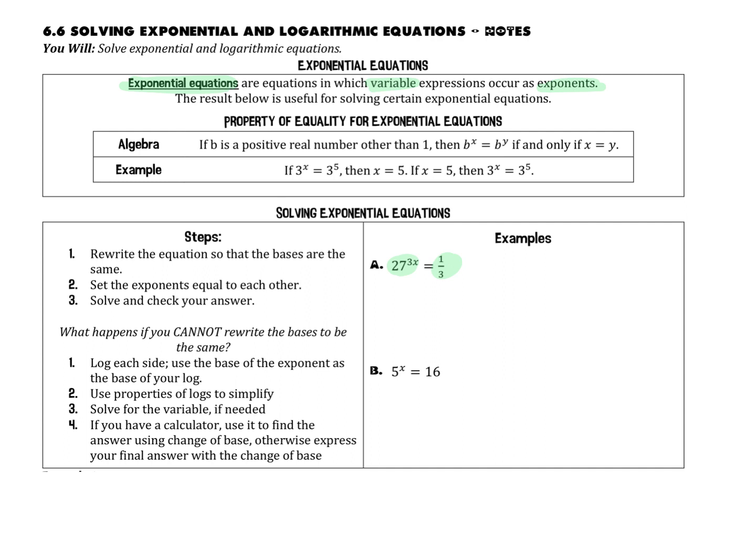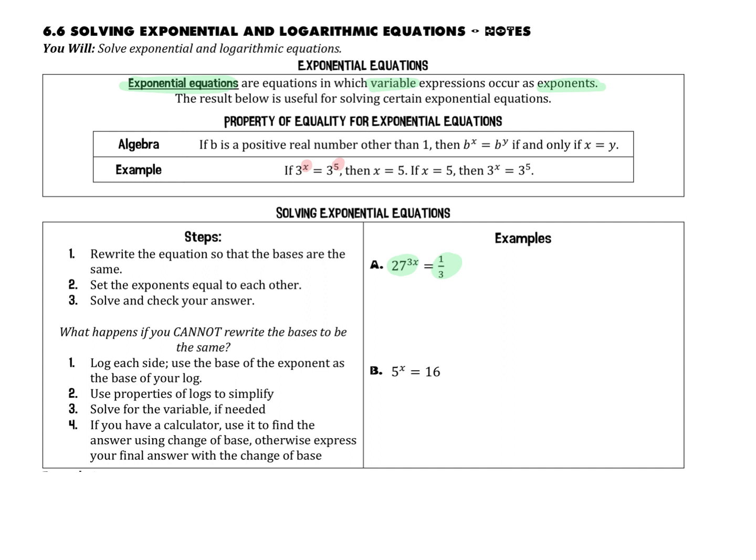And if it's possible to write the bases in the same way, then it's really straightforward to solve because we can just set the exponents equal to each other. So if 3 to the power of x is equal to 3 to the power of 5, then x has to be 5, right? In order for these two things to be identical, 5 needs to be in the spot where x is. So the first thing we want to try and do when we're solving an exponential equation is see if it's possible for us to rewrite both sides of the equation as an exponential expression that has the same base. That will allow us to simply set the exponents equal to each other.